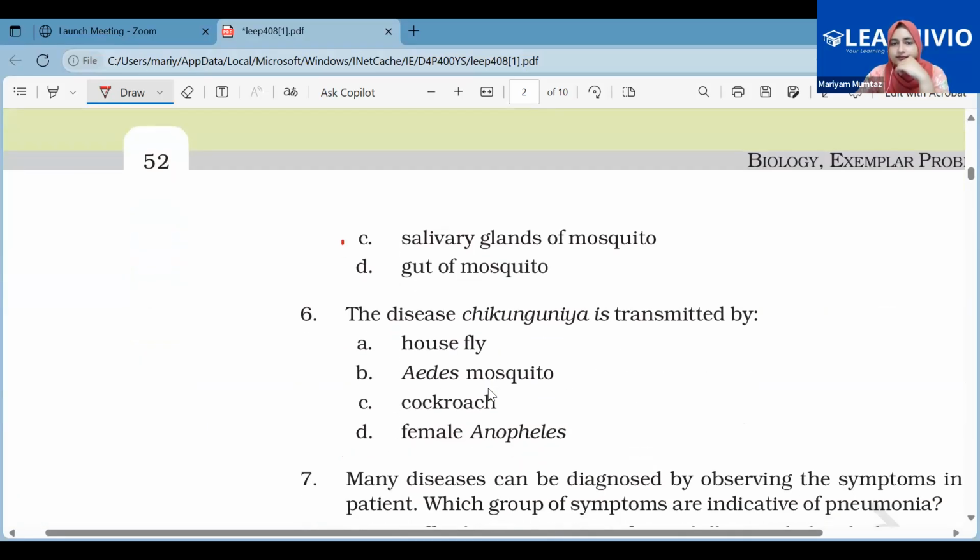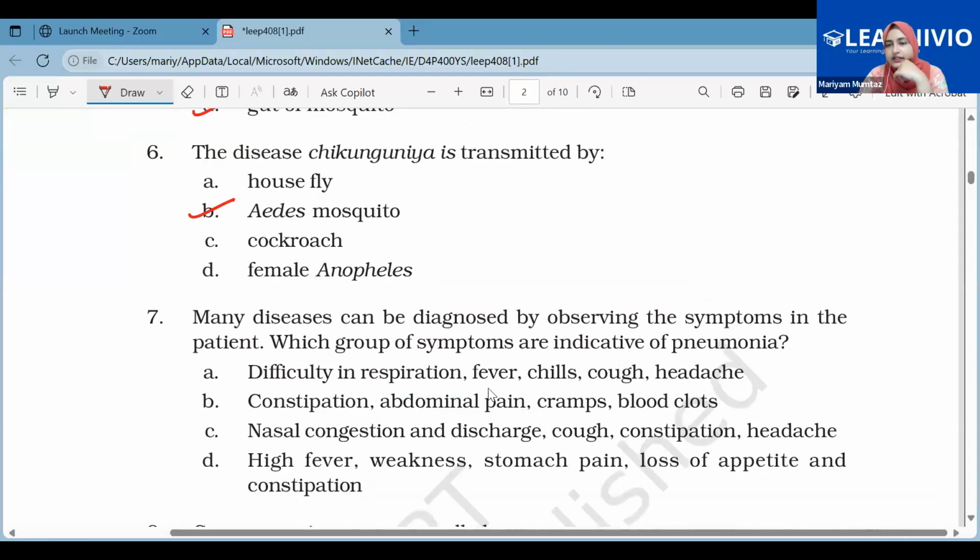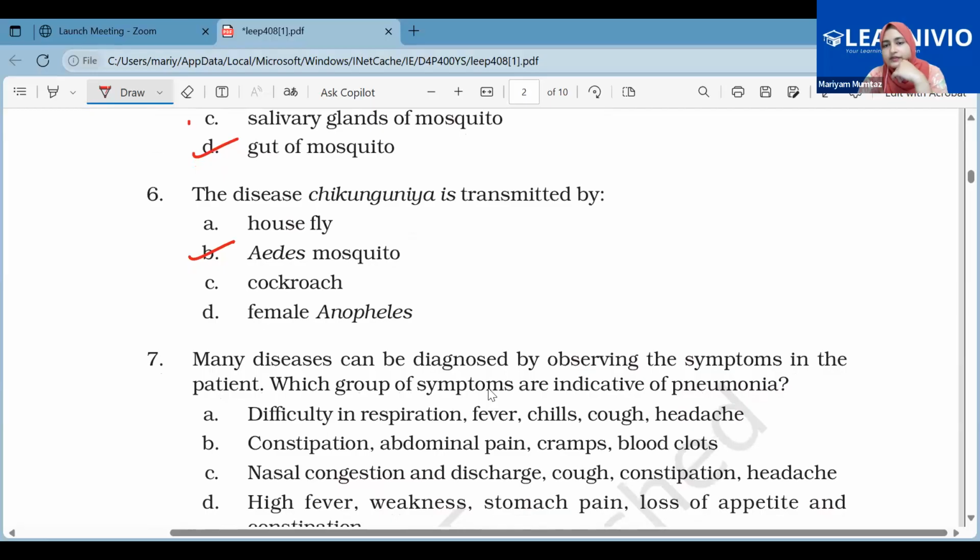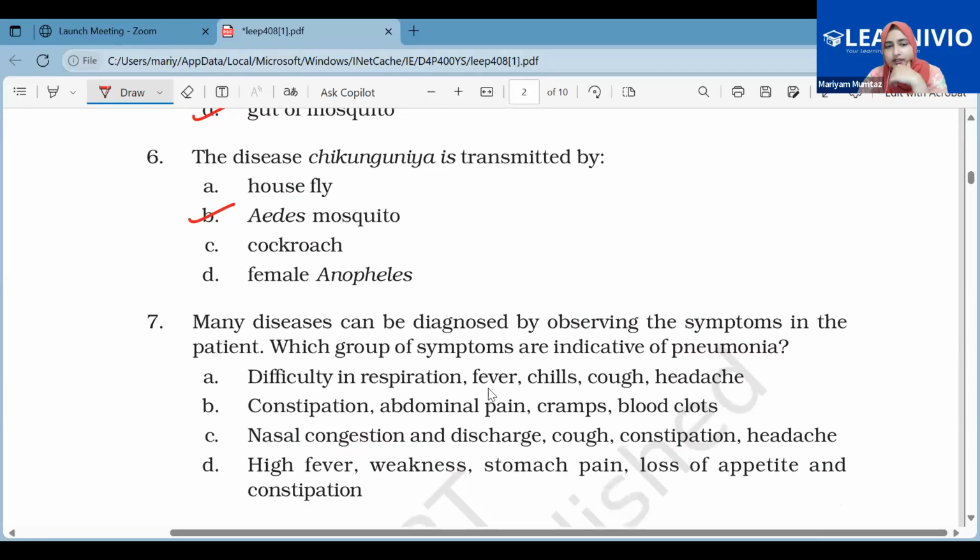Oh, okay. The disease chikungunya is transmitted by. Sixth one I put as B. Many diseases can be diagnosed by observing the symptoms in the patient. Which group of symptoms are indicative of pneumonia? I put A.